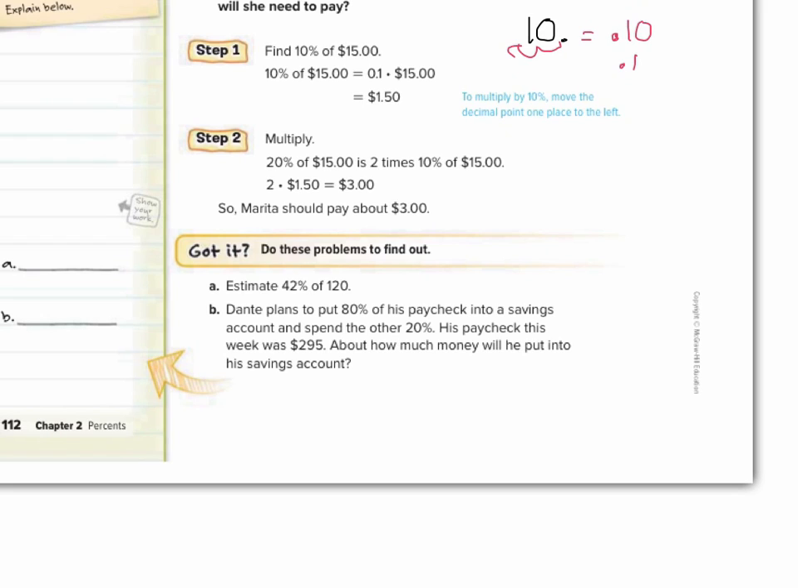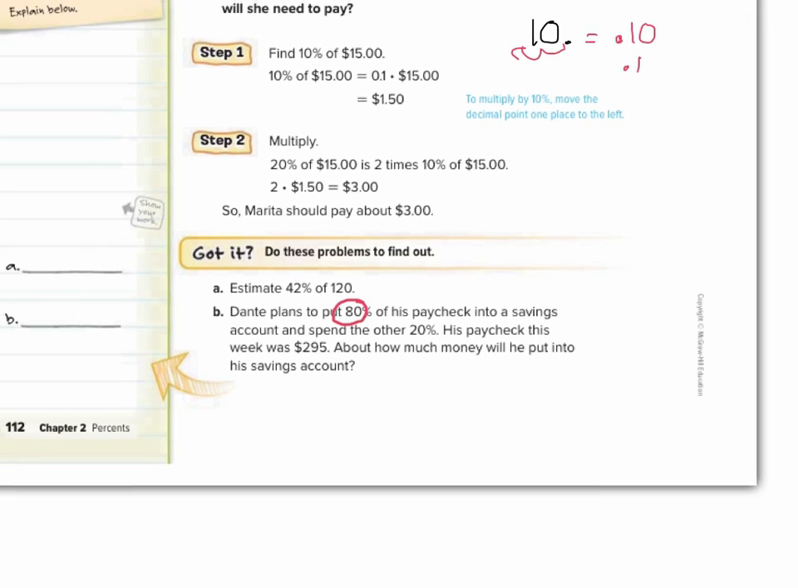Dante plans to put 80% of his paycheck into a savings account and save the other 20%. His paycheck this week was $295. About how much money will he put into his savings account? The first thing I would do here is to identify which percentage we're looking for. They give us 2: 80% into his savings and spending 20%. We're looking for the percentage into his savings account, so we're looking for the 80%.